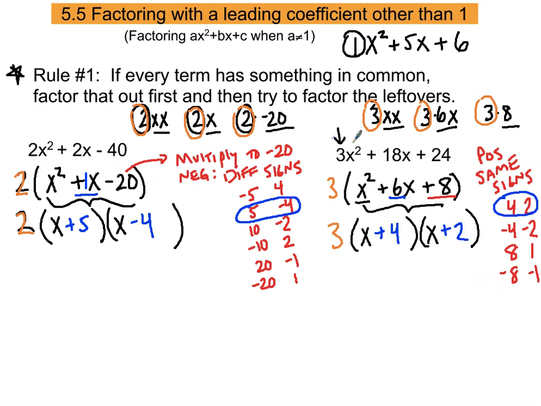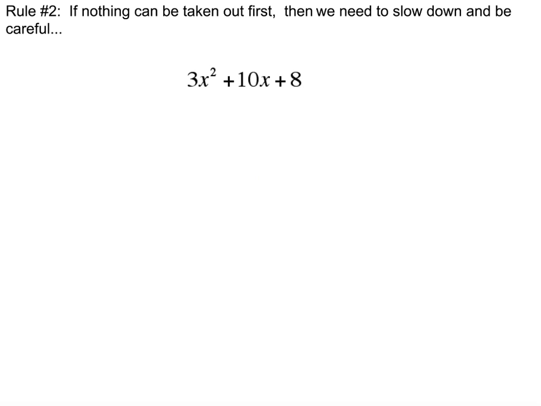Okay, so when we see that leading coefficient, we want to ask ourselves, could we factor it out of all 3 terms? If it does factor out of all 3 terms, that's what we want to do first. Take it out and then factor the leftovers. Okay, so if we use that approach for this problem, we see that the leading coefficient is a 3, and I would ask myself, does 3 go into all 3 terms?